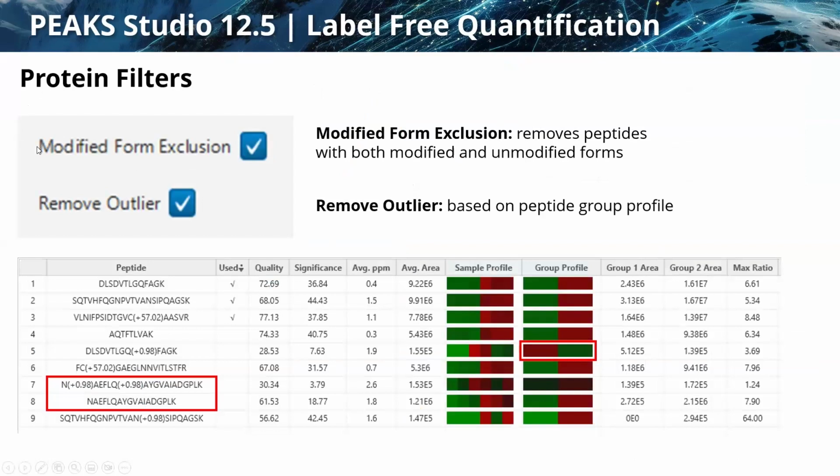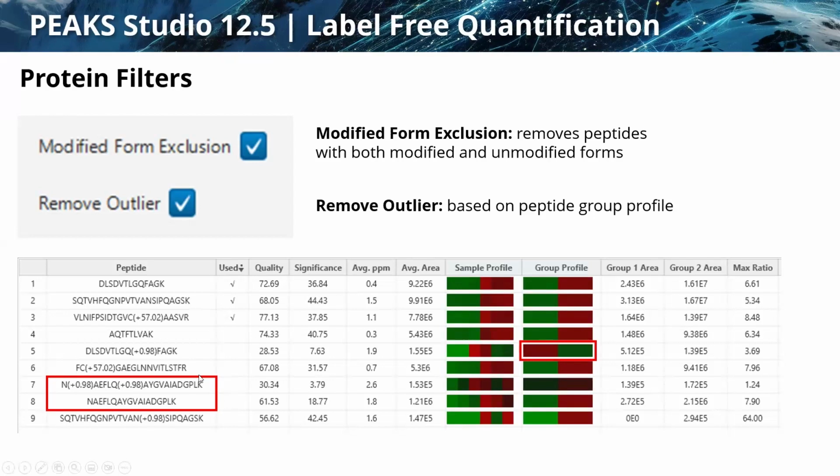And then looking at these last couple protein filter options, modified form exclusion: if you happen to have a peptide that has both a modified and an unmodified form, PEAKS will exclude both of them from the ratio calculation. The concern is that if you use one over the other, it might not accurately reflect the total protein expression, because the modification ratio might be different than the protein expression ratio. So if you check this option, PEAKS will exclude both modified and unmodified forms.